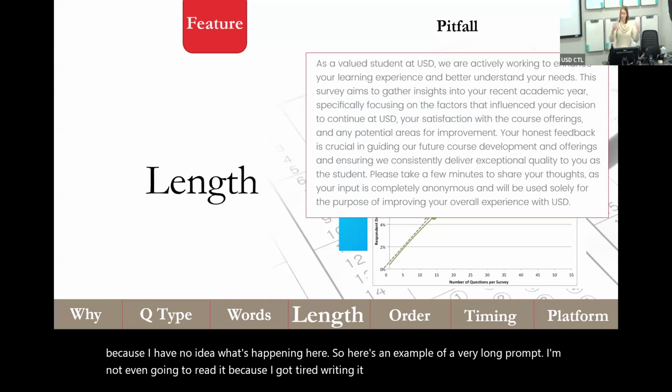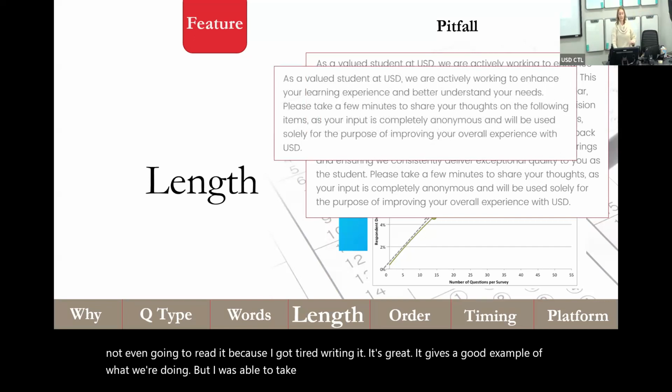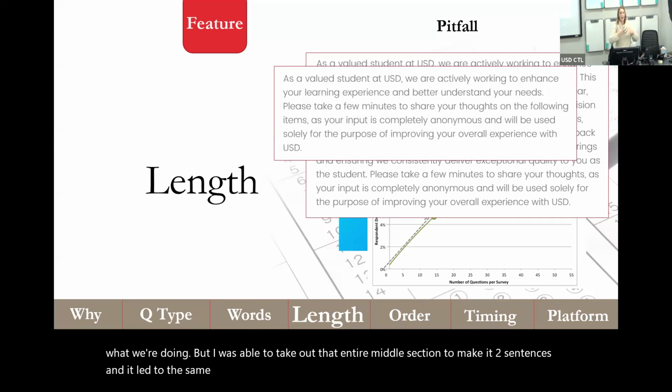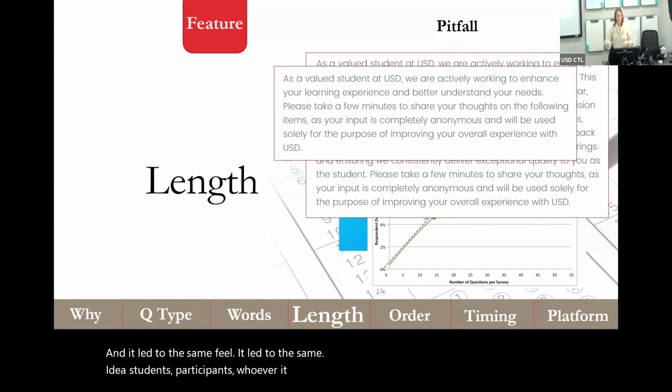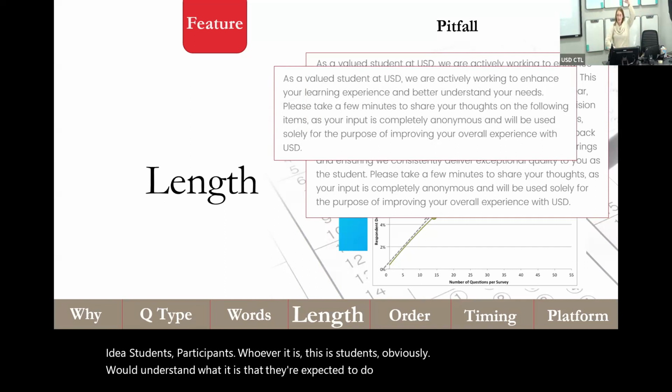It's great. It gives a good example of what we're doing, but I was able to take out that entire middle section to make it 2 sentences. And it led to the same feel. It led to the same idea. Students, participants, whoever it is, this is students, obviously, would understand what it is that they're expected to do without a paragraph and a half to read.